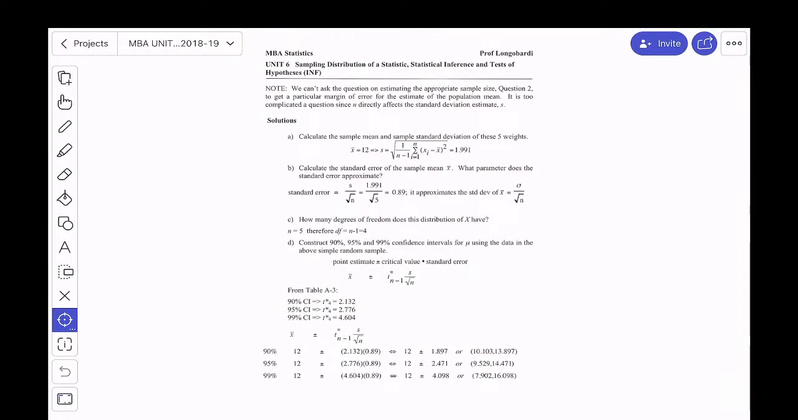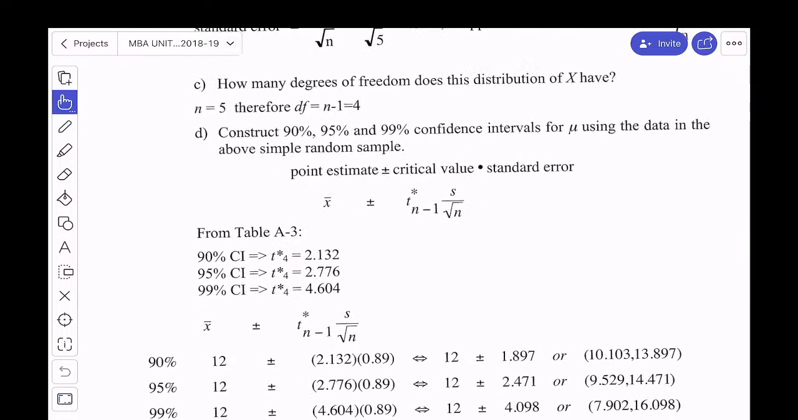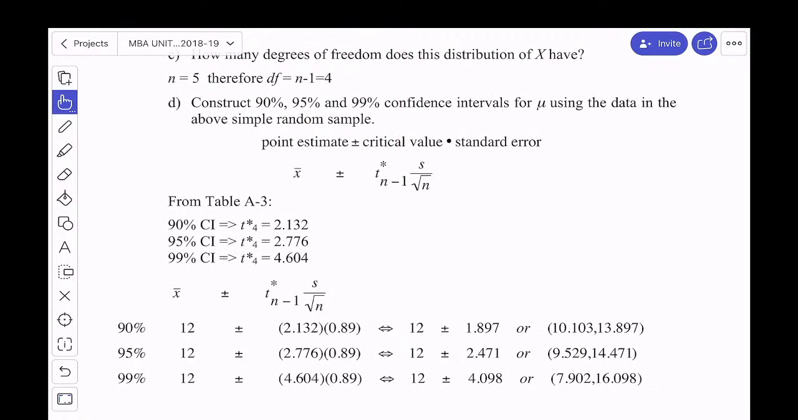So here are the results. These should look familiar from the table. So 12 all the way down and 0.89 all the way down. All I'm changing is the critical value. And then either you can leave your answer as an interval written like this, or actually compute it. Go add and subtract the margin of error and make an interval.